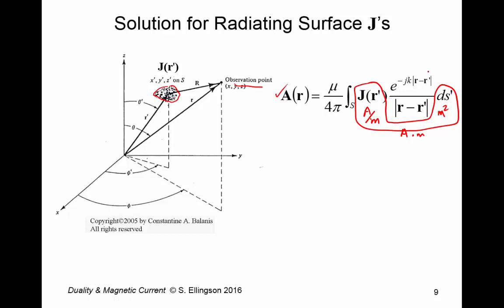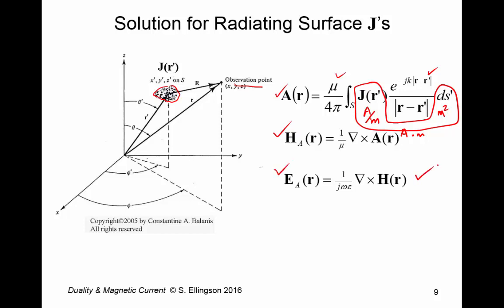And then we do the usual thing. We multiply it by some phase function divided by some magnitude function, integrate, multiply by mu over 4 pi, and that gives us the magnetic vector potential. So in summary, we get magnetic vector potential by integration over the currents. We get H from the defining relationship for the magnetic vector potential, and we get E from one of Maxwell's curl equations.